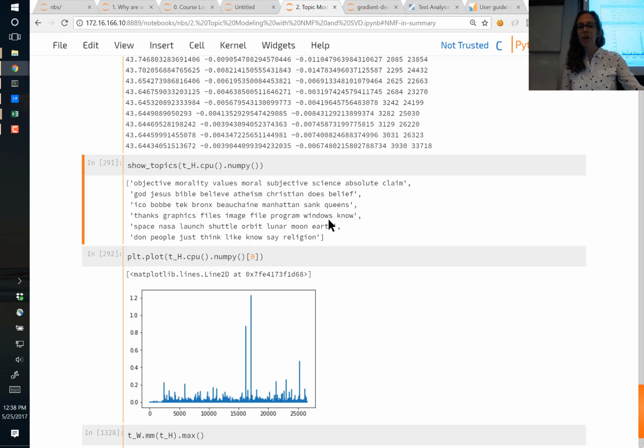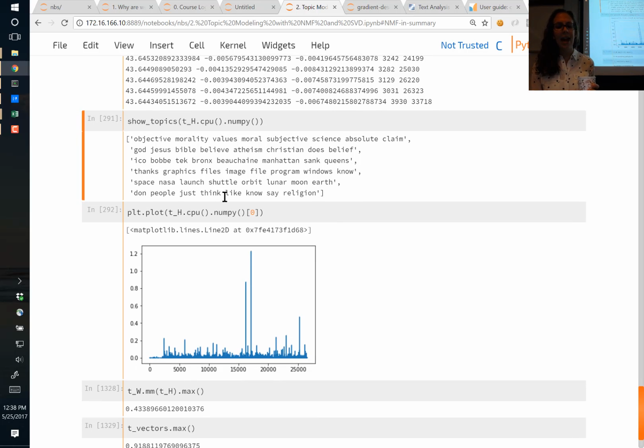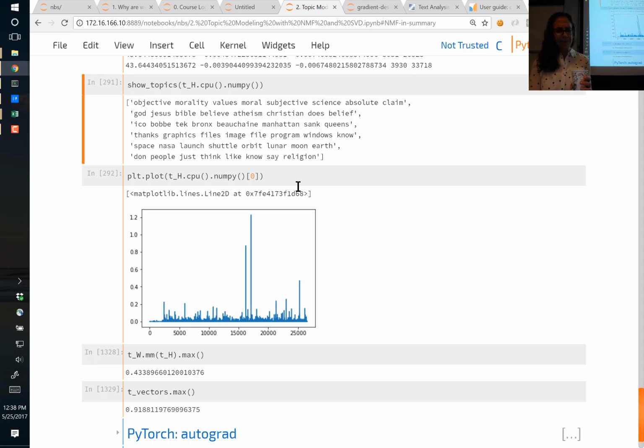Then here are the topics that we found. So objective, morality, values, moral, subjective, science, absolute, claim. I guess that maybe that's atheism. God, Jesus, Bible, believe, atheism, Christian, perhaps religion, miscellaneous. Space, NASA, launch, shuttle, orbit, lunar, moon is a good space one. So these are some nice topics.